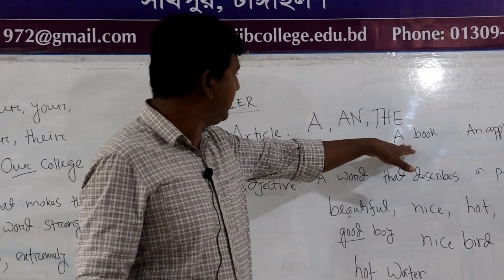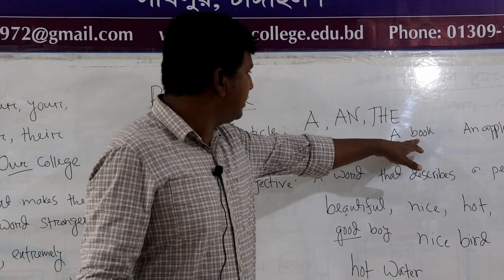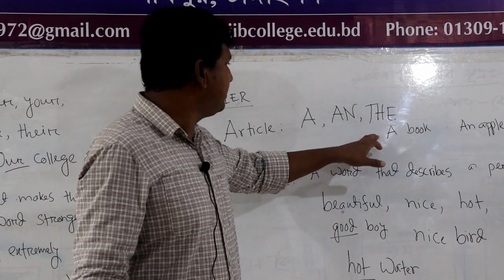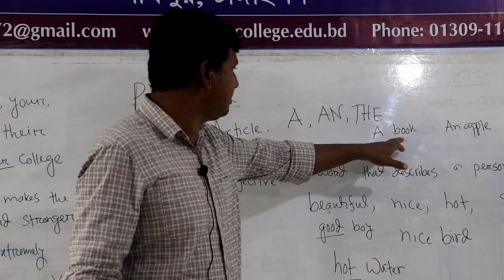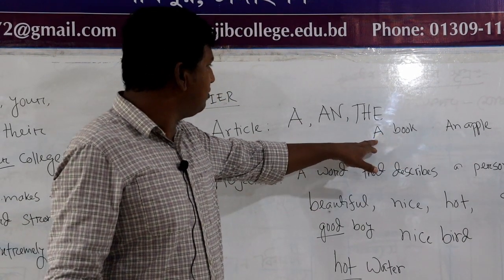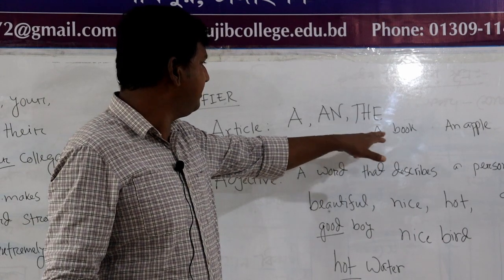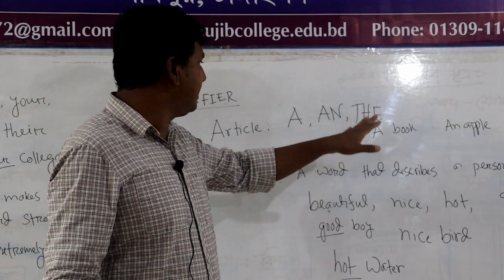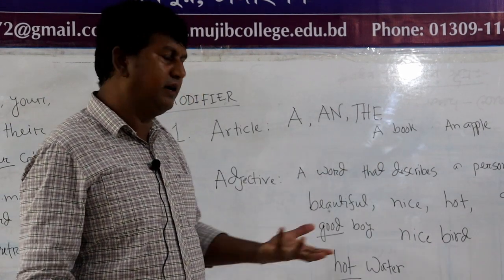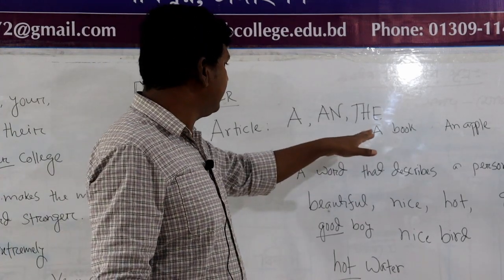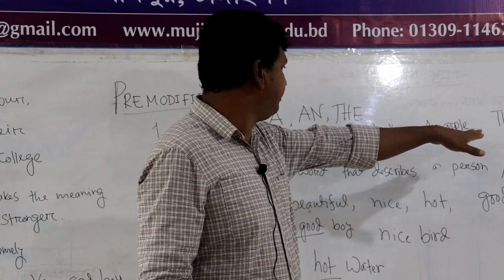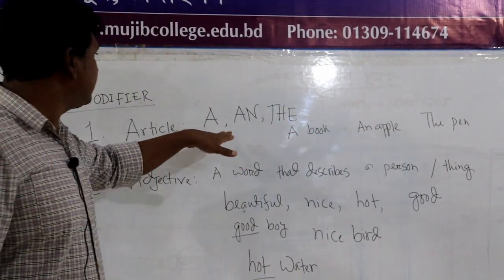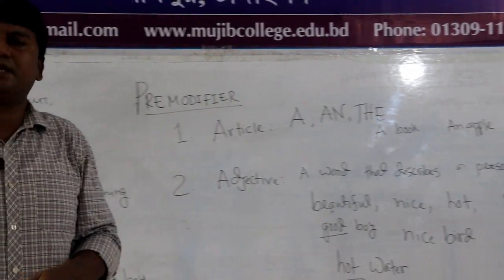A book. Book is the noun and the article a is the pre-modifier, because this article a is placed before the head word book. Always we use article before the noun. We never place article after any noun. We don't say book a, we always say a book. Similarly, an apple, the pen. So article can be used as pre-modifiers.